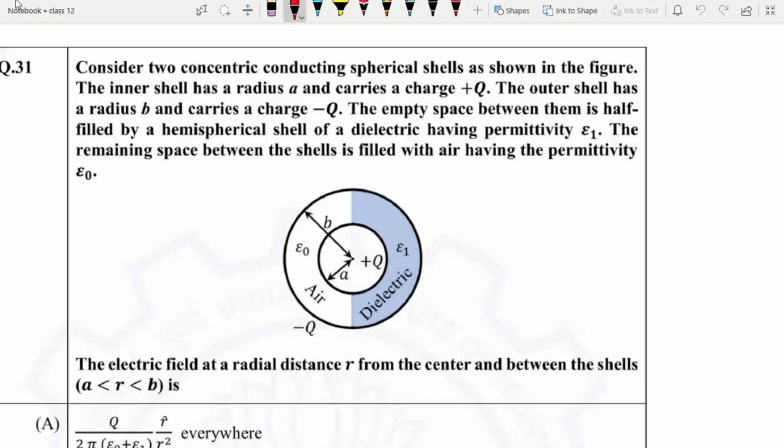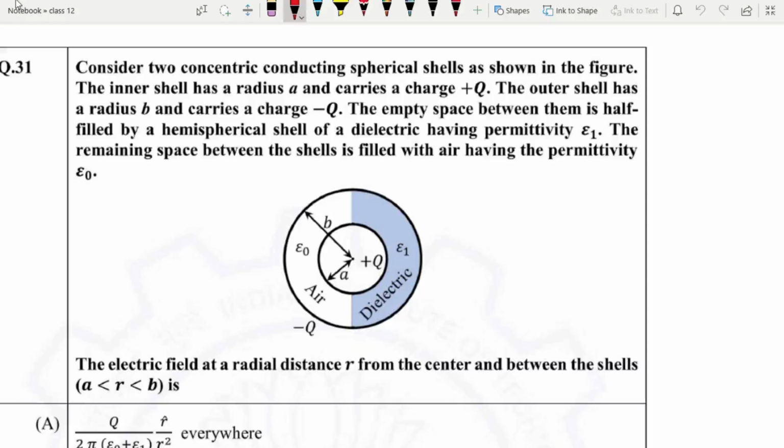Consider two concentric conducting spherical shells as shown in the figure. The inner shell has a radius A and carries a charge plus Q. The outer shell has a radius of B and carries a charge minus Q. The empty space between them is half filled by a hemispherical shell of dielectric having permittivity epsilon 1. The remaining space between the shells is filled with air having permittivity epsilon naught.